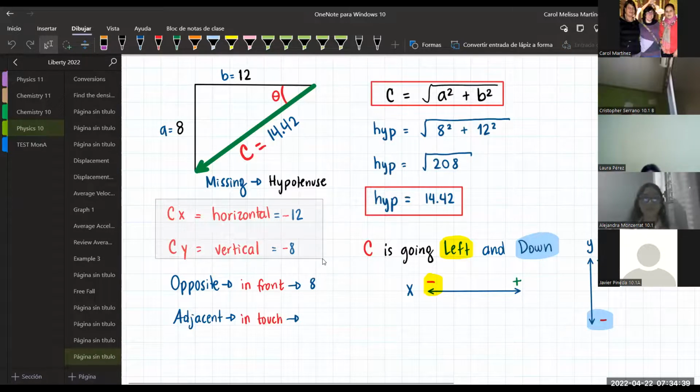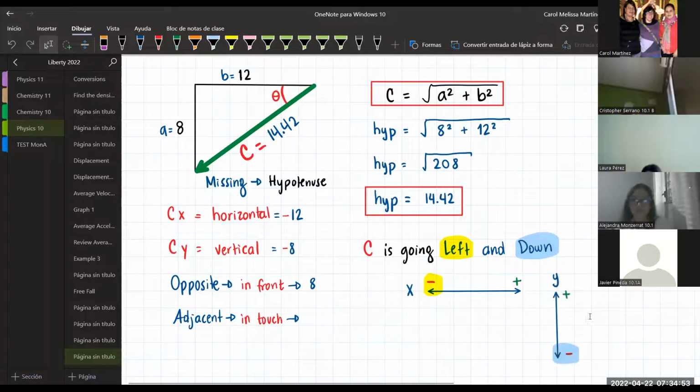That you know how to identify horizontal and vertical, that you know the direction of the hypotenuse, and that you know how to identify the signs of the hypotenuse. Okay? Well, the components that are making up the hypotenuse.